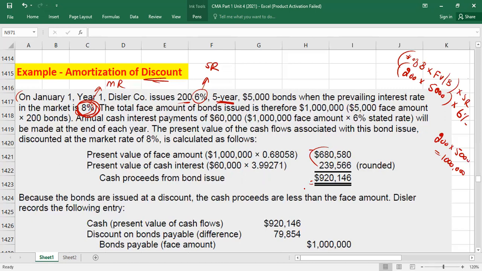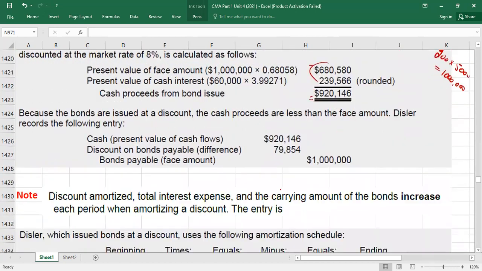Clear? What entry will you pass now? You will debit the cash, always with the present value, which is 920,146. Credit the bonds payable, always with the face value, which is how much? 1 million. Now the difference is coming on the debit side, which will be your discount. Understood? Clear? Now we have to amortize the discount.